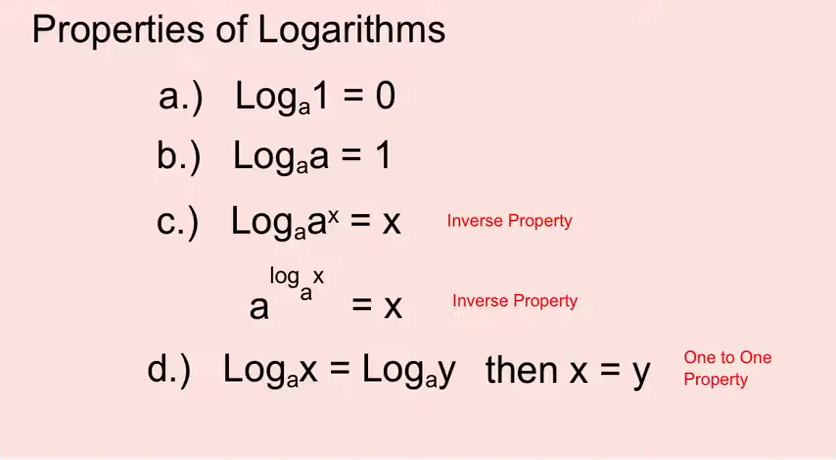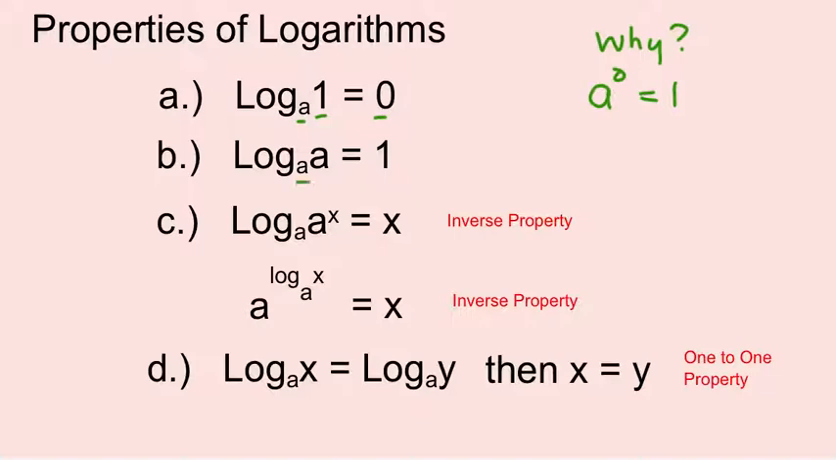Log base a of 1 equals 0. I'm just going to put a column over here of why that holds true, and I'm going to rewrite them in exponential form. So here's my base a, my power is 0, and then equals 1. Why is that? Anything raised to the 0 power is 1.